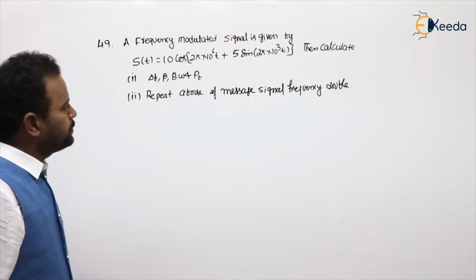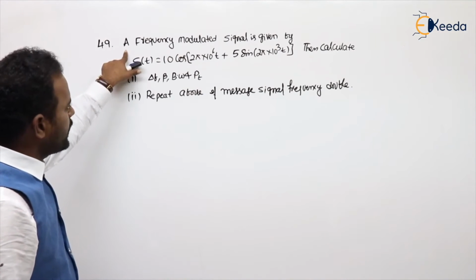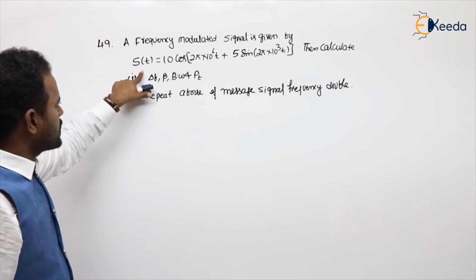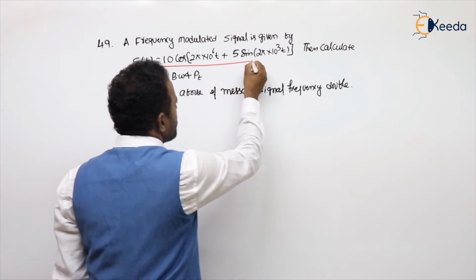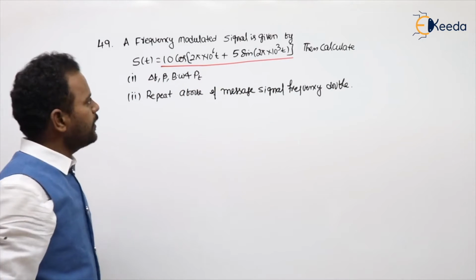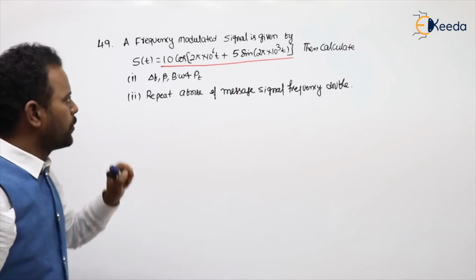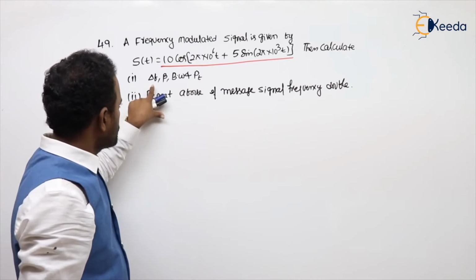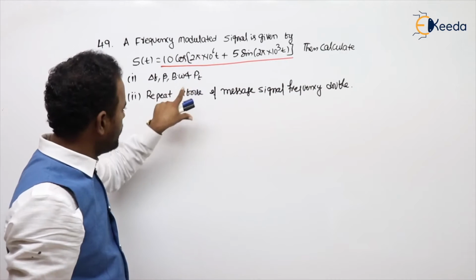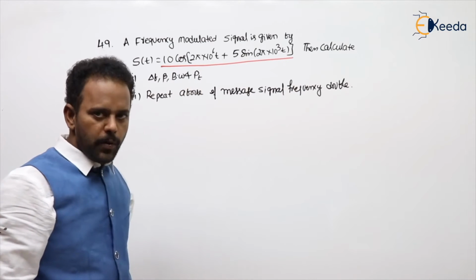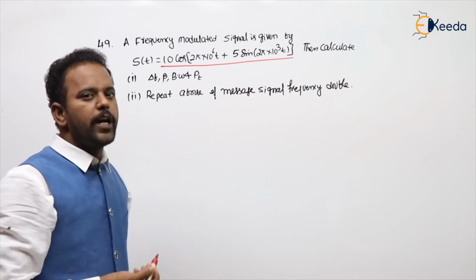See the next problem. A frequency modulated signal is given by S of t equal to 10 cos 2 pi into 10 power 6 t plus 5 sine 2 pi into 10 cube t. Then calculate first question, delta F, beta, bandwidth and power requirement. Second question, repeat the above if message signal frequency is double.